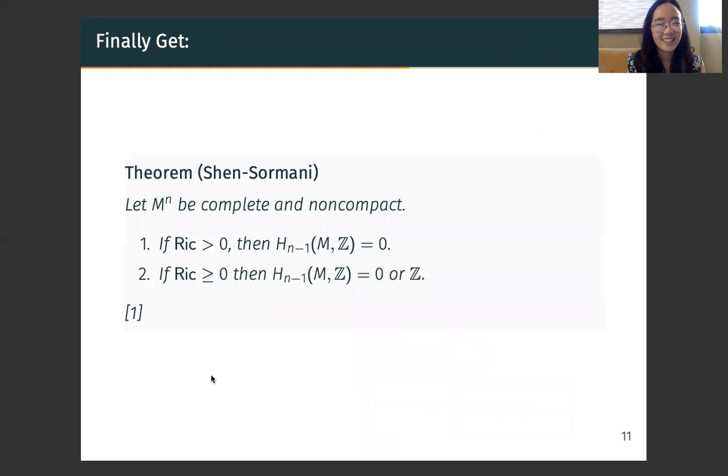Okay, and then finally you get the Shen-Sormani theorem. And just to remind you, it says if M is complete, non-compact, and if Ricci is positive, then the n-1 integer homology is 0. And if Ricci is non-negative, then the n-1 integer homology is 0 or Z.